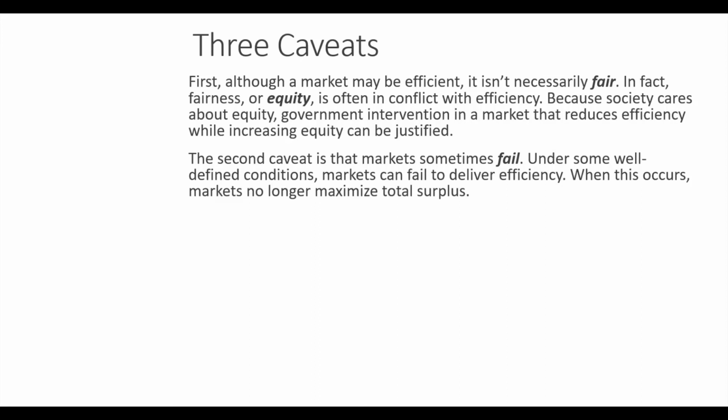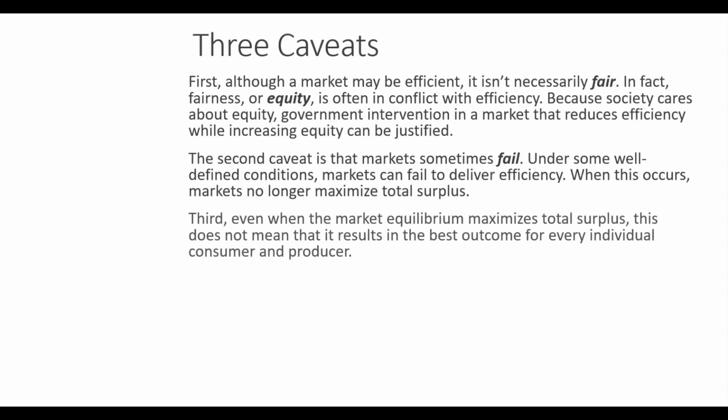Even under very good conditions, markets can fail to deliver the right quantity of a good or service. And when this occurs, markets no longer maximize total surplus. We could argue that the markets have failed to provide us with adequate amounts of protective equipment, personal protection equipment, adequate amounts of facial masks, adequate amounts of health care, adequate amounts of cleaning supplies.